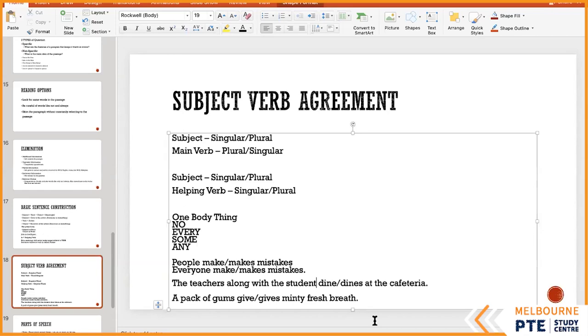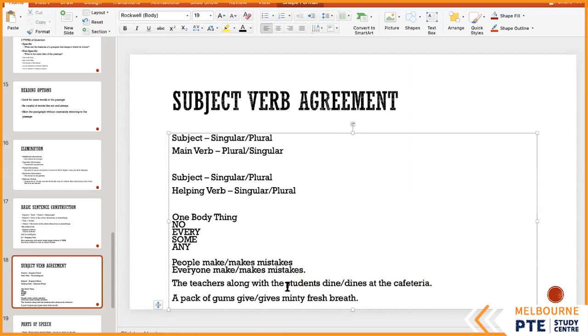See here, what is the subject here, guys? The teachers. So along with the students, it's nothing. It's just additional information. It's not going to change my subject or my verb agreement. It should be dine. So does it matter whether I change this to student or students?